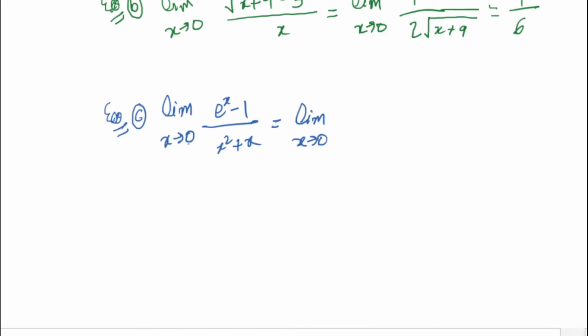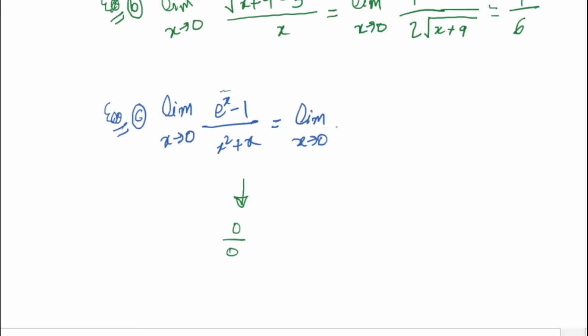If x tends to 0, we put x equal to 0. Then e power 0 is 1, so 1 minus 1 is 0 in the numerator. In the denominator, the x square term is going to 0, and plus x is also going to 0, and 0 plus 0 is 0. So we have here the 0 by 0 form. Now we are going to check the second condition, and then the third condition.